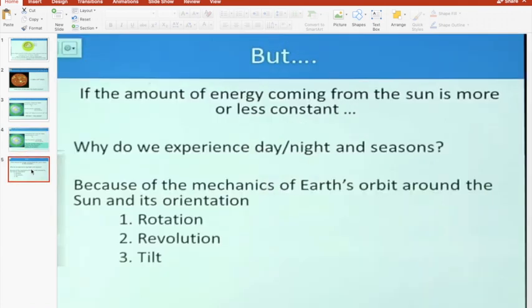Now if the amount of energy coming from the sun is more or less constant, why do we experience day and night and season? So day and night is basically due to rotation, and season is basically due to Earth's tilting effect. Okay, so because of the tilt we have such a situation. Now let's solve a question based on this concept.